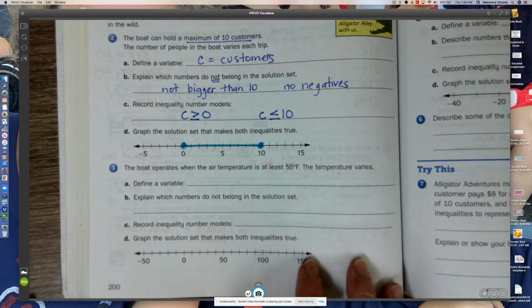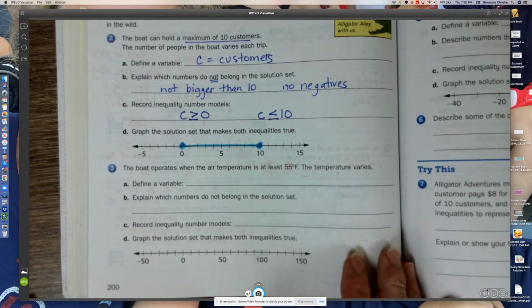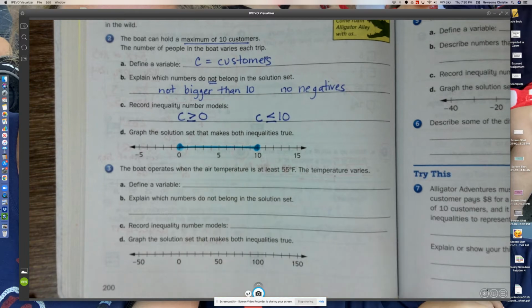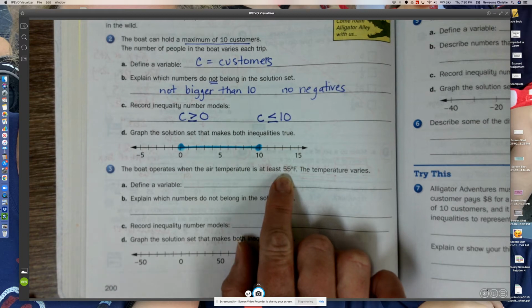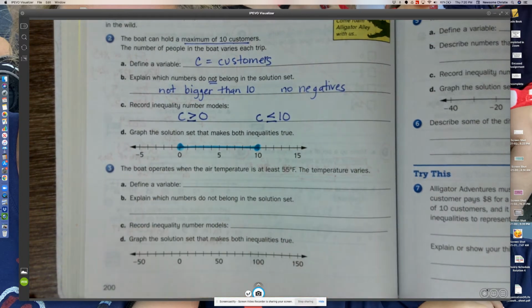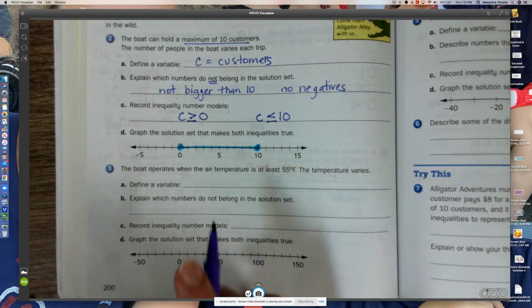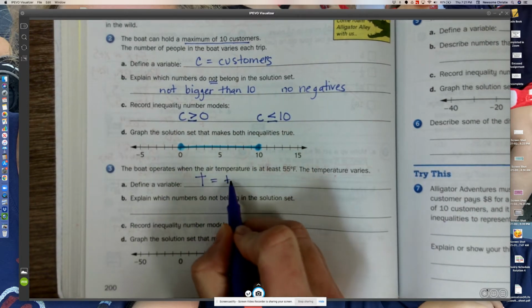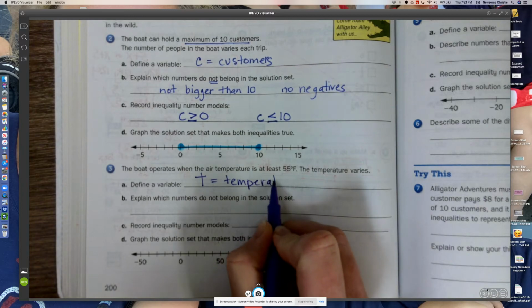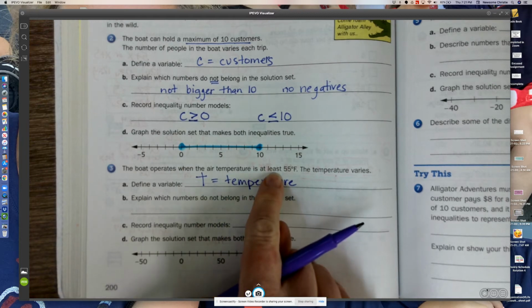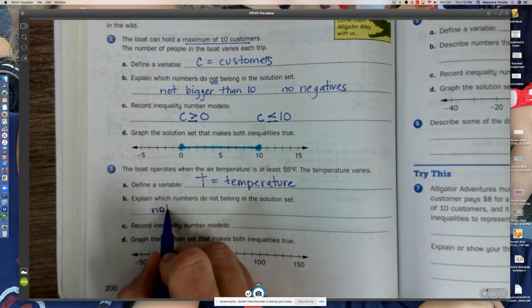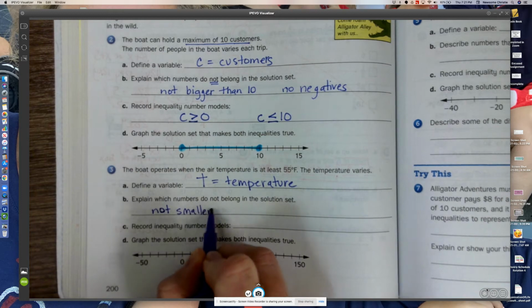Let's take a look at number 3. The boat operates when the air temperature is at least 55 degrees Fahrenheit. Okay, but the temperature varies. Okay, so if it's 55 or higher, they're going to take people out on this boat trip. Okay, so let's define our variable. So what are we counting? Temperature. So let's do T equals temperature. Explain which numbers do not belong. Well, it says it has to be at least 55. So not smaller than 55.